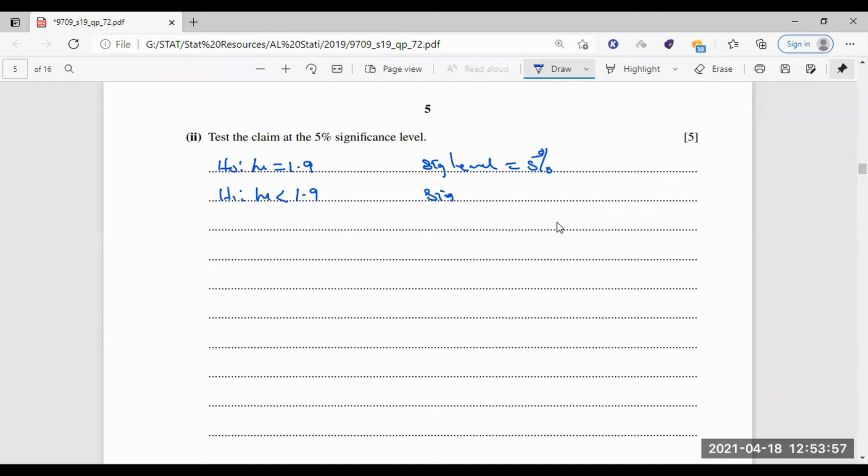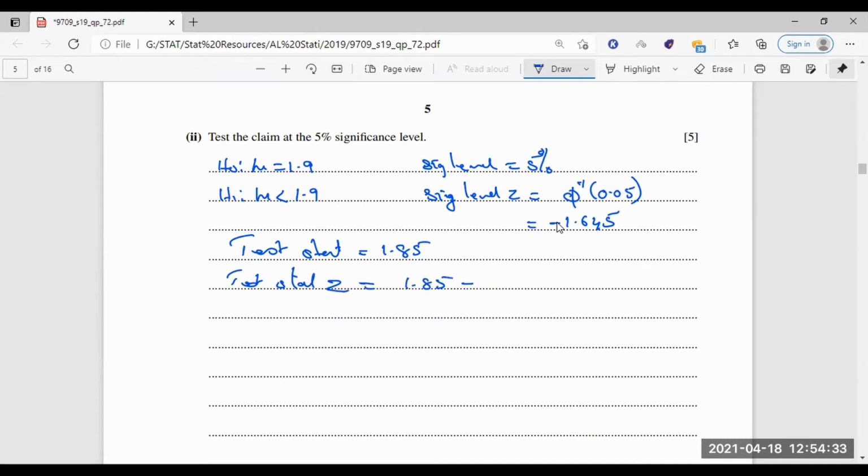Hence the significance level in terms of z will be the z of 0.05, which is going to be minus 1.645. Our test statistic is found to be 1.85, and the z of the test stat will be 1.85 minus 1.9 over the root of 0.0841836 over 50.